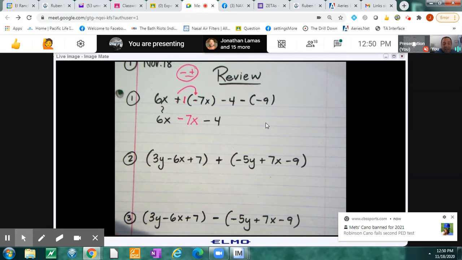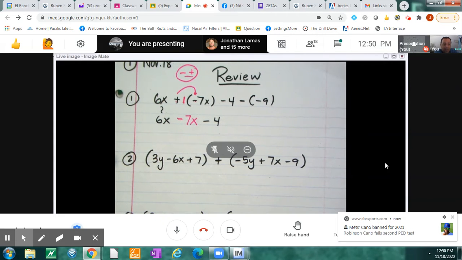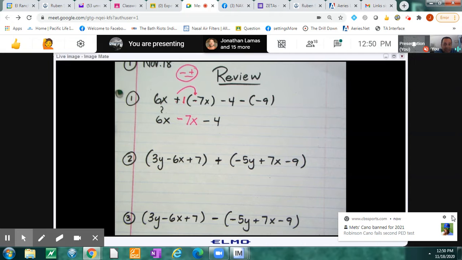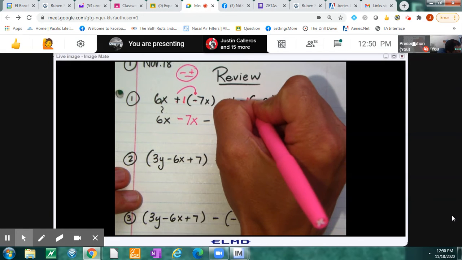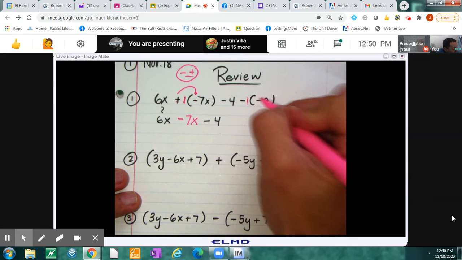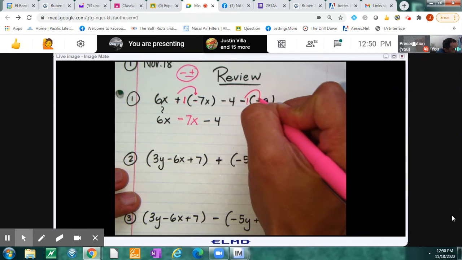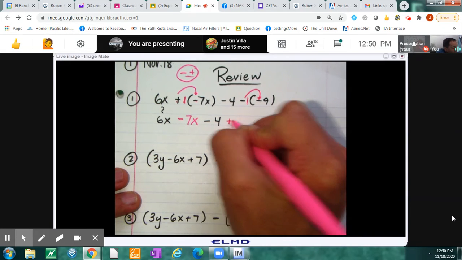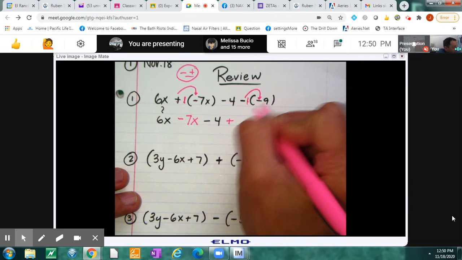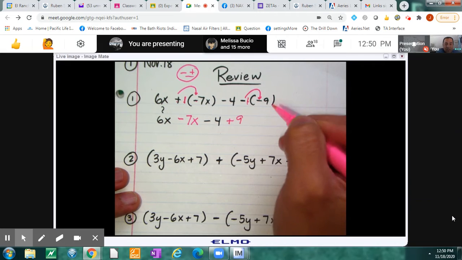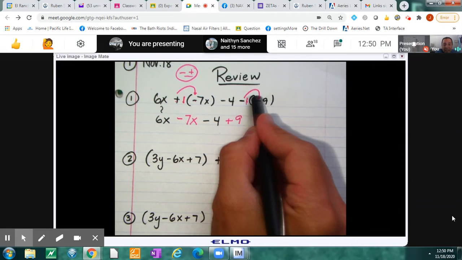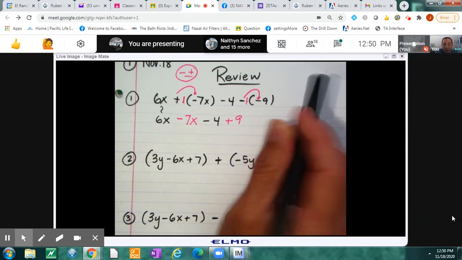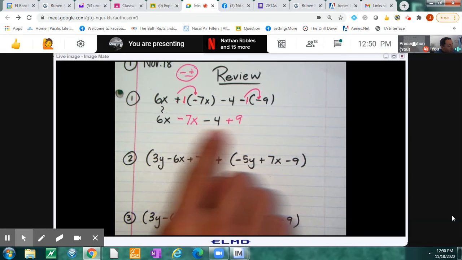Okay. Now the next one has a parenthesis. So what does that mean? That I'm going to put a 1 right here. And then you multiply. Negative times a negative is a positive, and 1 times 9 is 9. See that? Some of you might have just put a plus because you noticed it's negative, right? So this is your work.